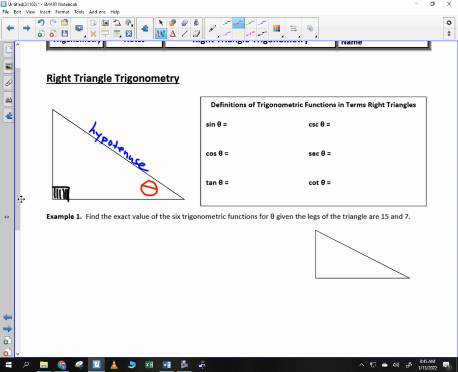Does anybody know what the other 2 sides are if one is the hypotenuse? Adjacent and opposite. Very good. Do you know which one is the opposite and which one is the adjacent? Okay, you are correct. Let's talk about why, and this is one of the biggest points of confusion. If you look across from the angle, that is the opposite, because it sits across from the angle.